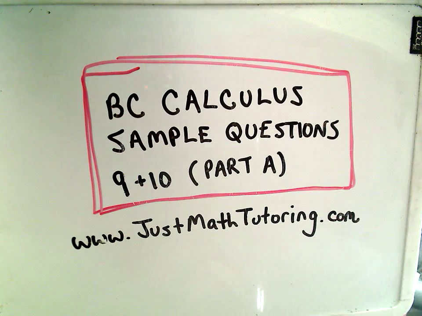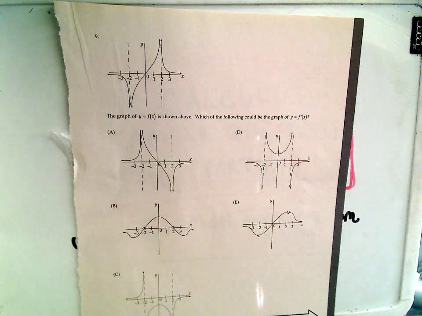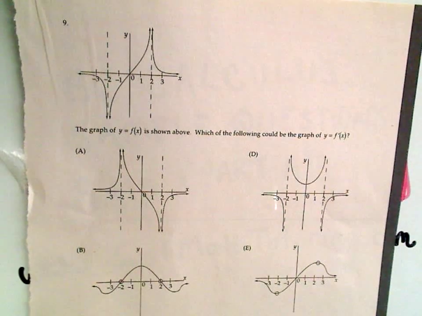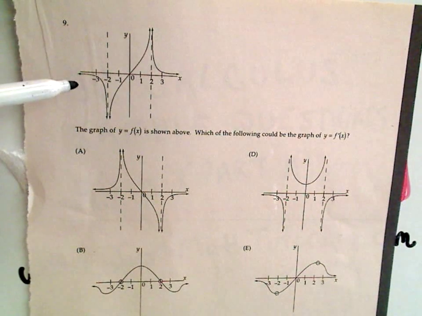Okay, this is going to be a BC question, BC Calculus questions 9 and 10, and hopefully you have a fast connection and you can watch this in maybe HD if possible, because I am not going to draw all these graphs in question number 9. But basically what happens is it says the graph of y equals f of x is shown. So they give you the graph of a function.